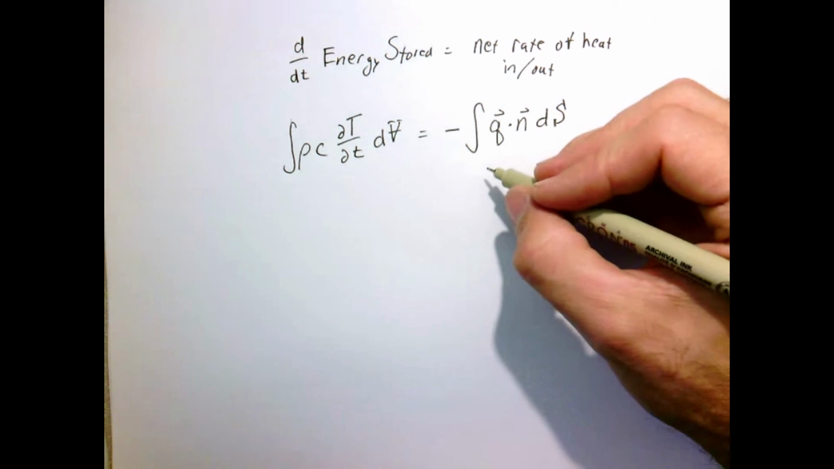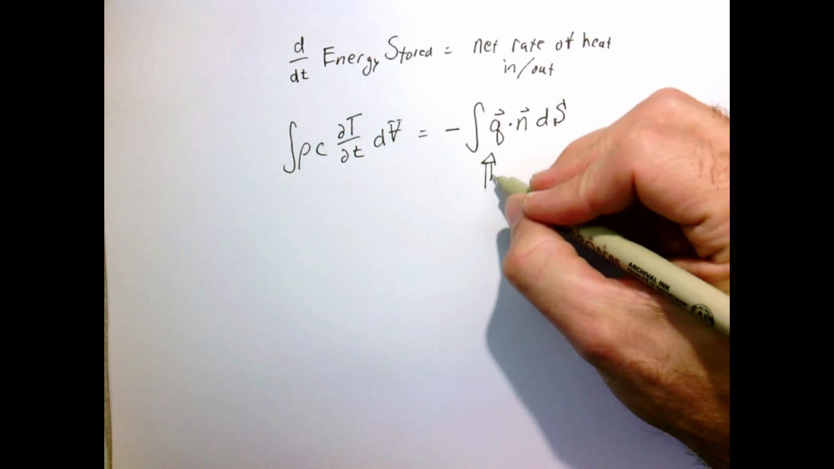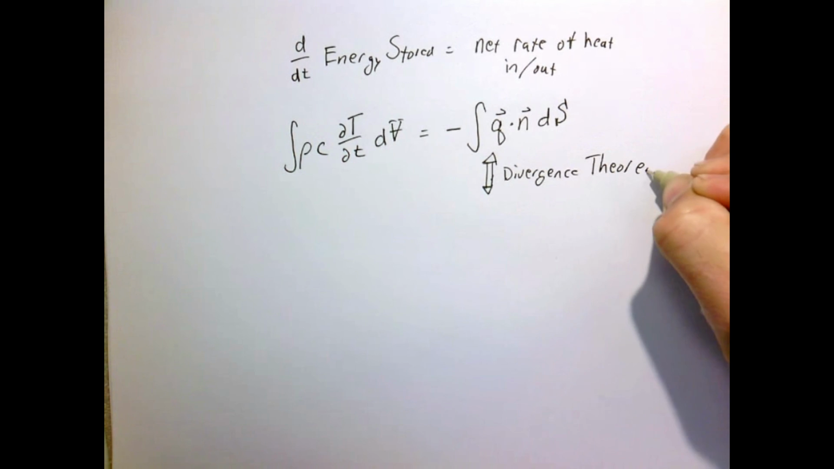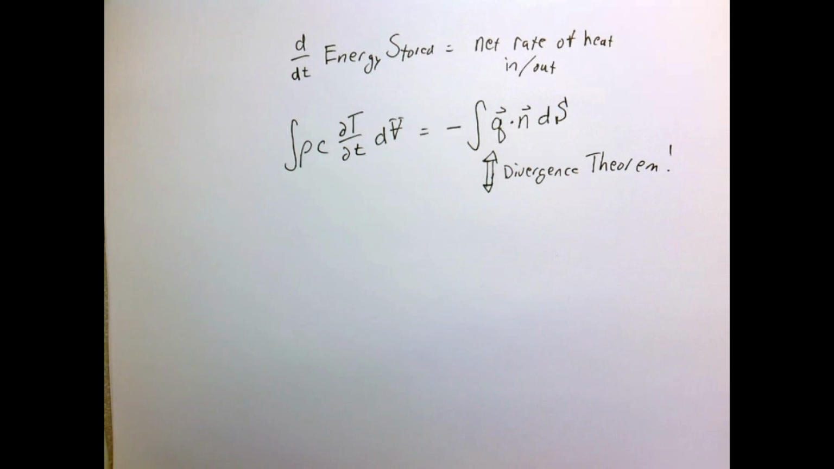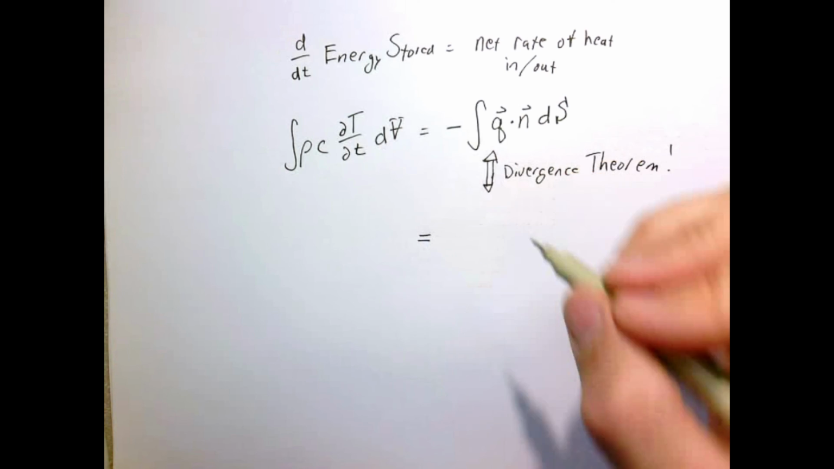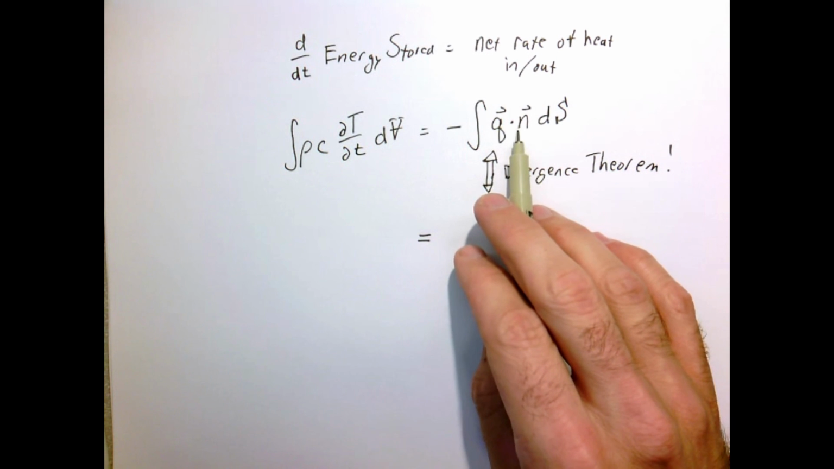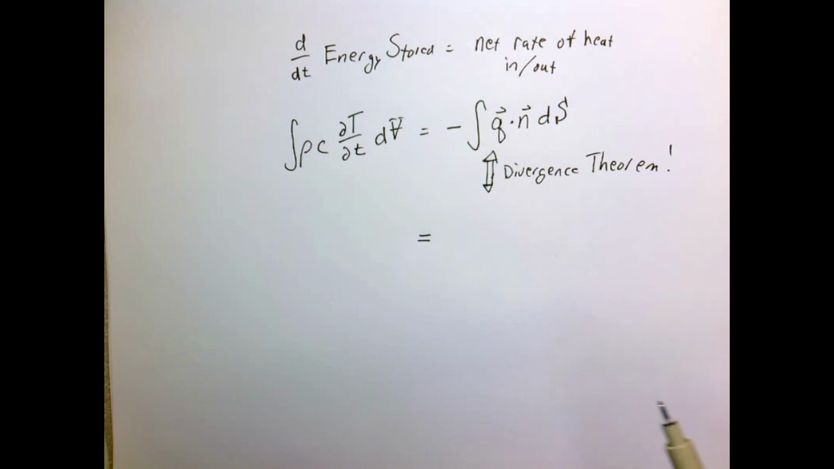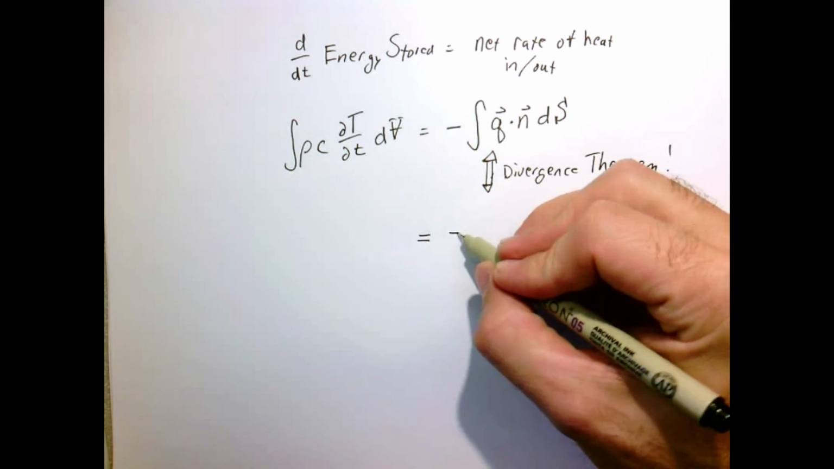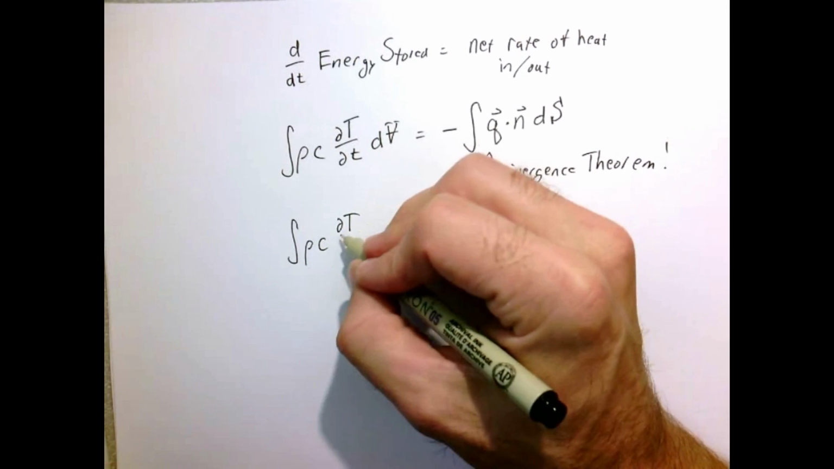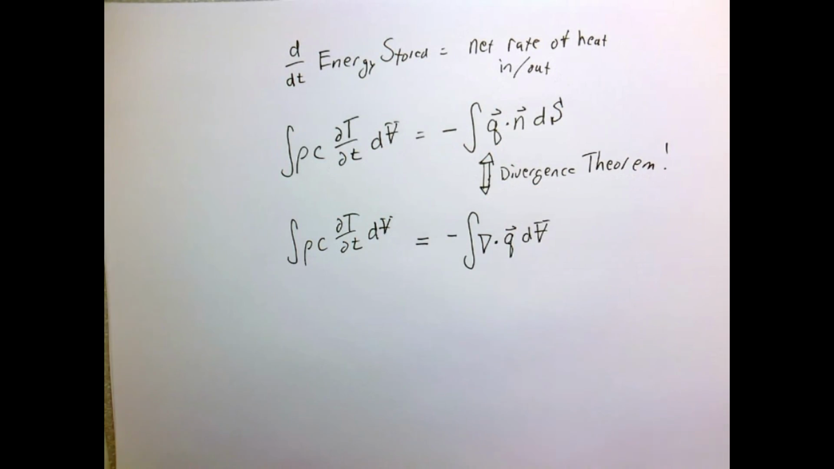So now all I'm going to do is use some of our vector calculus results, and I'm going to use the divergence theorem, one of my favorite theorems. It simply relates a vector field dotted with the normal integrated around the surface to the divergence over the entire volume. We can group some stuff together.